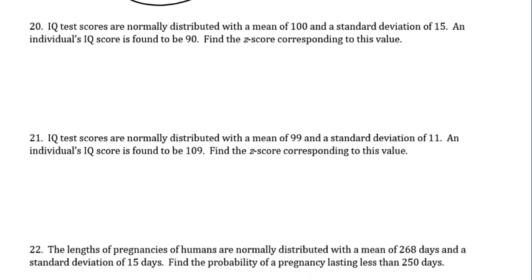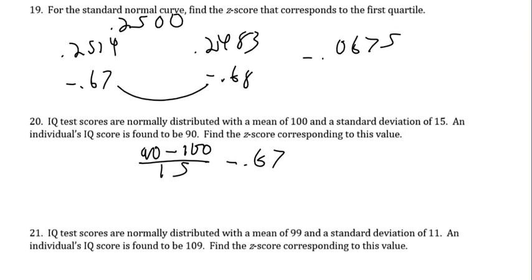Okay, IQ tests are normally distributed with a mean of 100 and standard deviation 15. An individual score is found to be 90. Find the z-score corresponding to this value. So actual minus the mean divided by the standard deviation. That's going to be negative 0.67. And consequently, if we wanted to know the area probability for that one, that's right here on the previous problem.